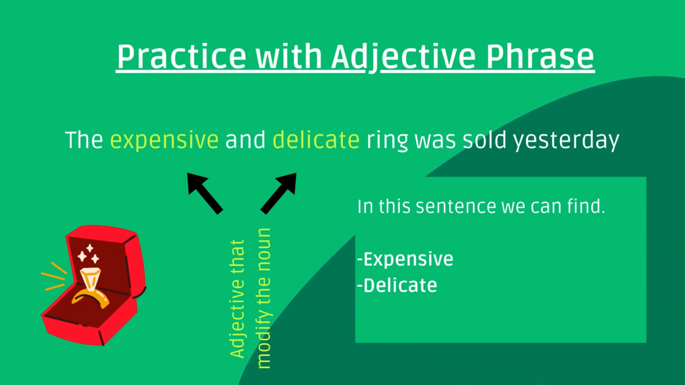The structure of the sentence is: the is a definite article. Expensive is an adjective and is a conjunction. Delicate is an adjective too. Ring is a noun. Was is a verb in the sentence. Yesterday is an adverb of time.